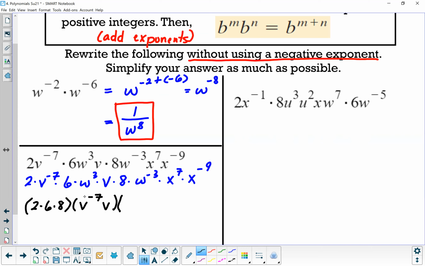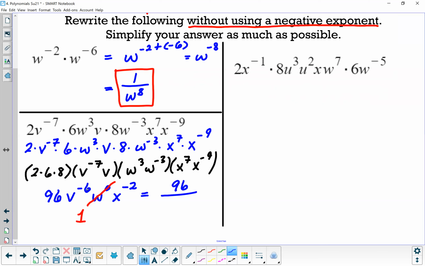All right, we're not done. There's a couple things that we want to fix. One, any factor that has a negative exponent, we want to take the reciprocal. And then also w to the 0 is equal to 1. So essentially we would do 96 times 1, and that gives us 96. And the reciprocal of v to the negative 6 gives us v to the 6 in the denominator, and x to the negative 2 gives us x squared in the denominator.